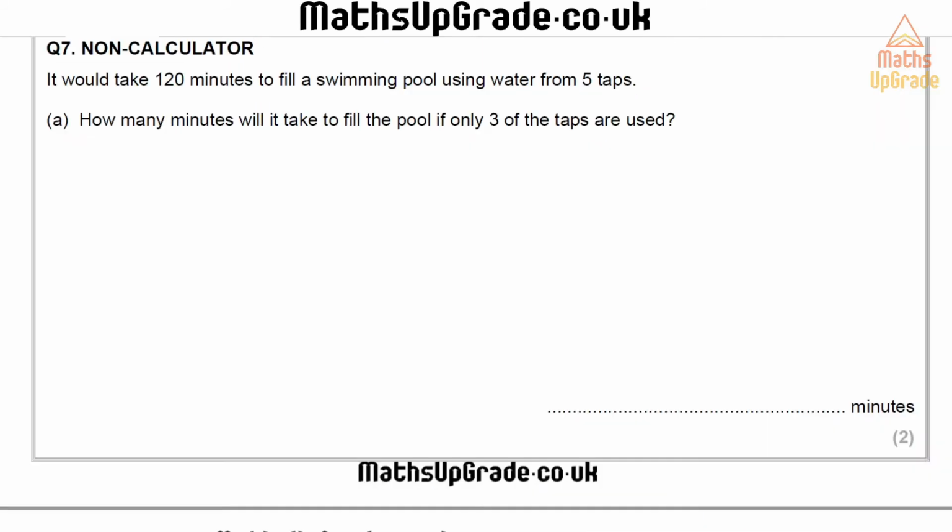In question 7, we're told it will take 120 minutes to fill a swimming pool using water from 5 different taps. We're asked how many minutes it will take to fill the pool if only 3 of the taps are used.